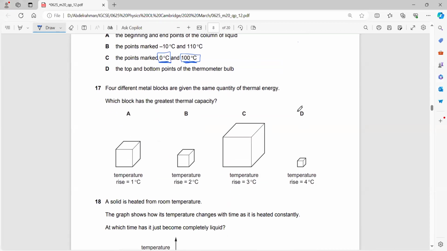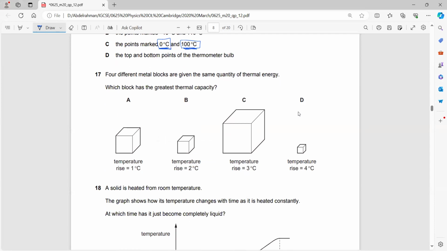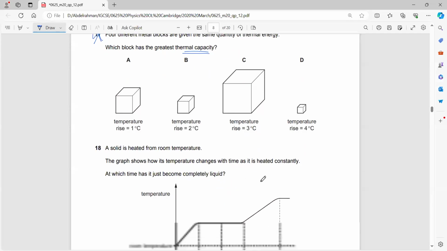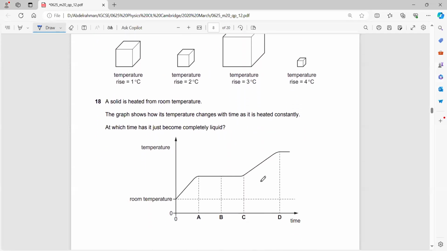Next question. Greatest thermal capacity has been removed. Again, thermal capacity has been removed from the syllabus. Question 18.